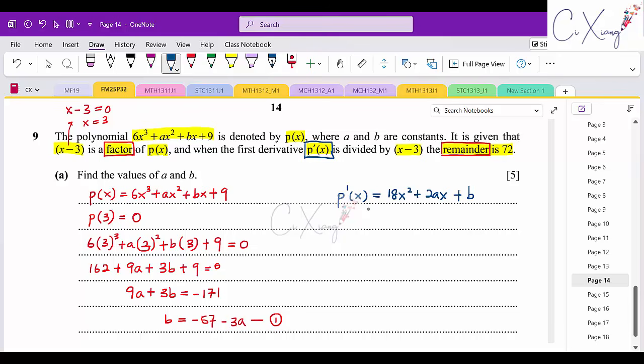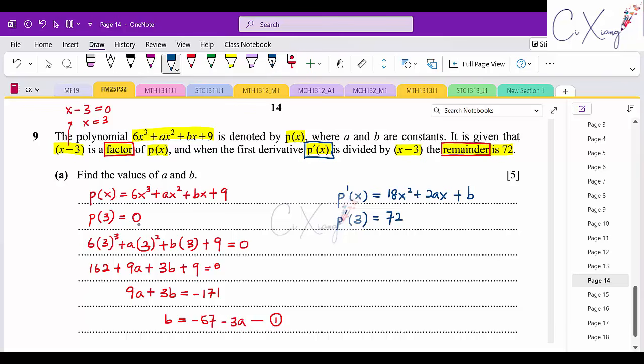Then they said if it is divided by x minus 3, the remainder is 72. So from the remainder theorem, it tells us that if you substitute 3 into your P prime x, you'll get the remainder equal to 72. So it equals 72.